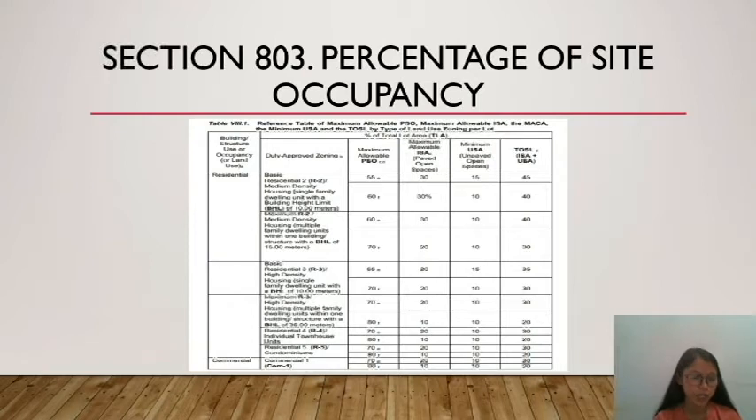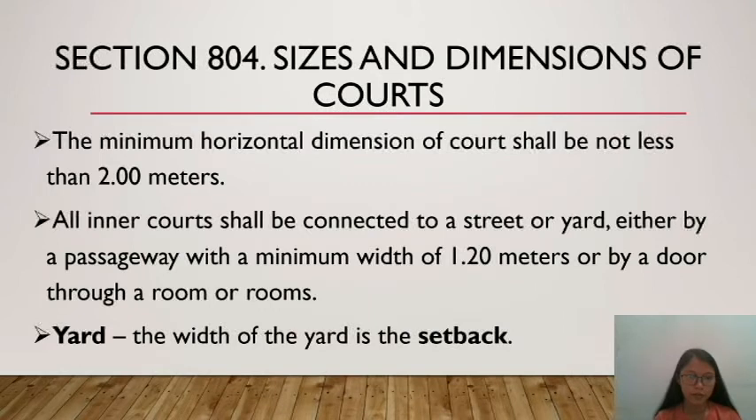So in Section 803, here is the following table that illustrates the reference of table of maximum allowable PSO and maximum allowable ISA, the MACA, the minimum USA, and the TOSL by type of land use zoning per lot. By the way, to get the total lot area, or TLA, we need to add the maximum allowable ISA to the minimum allowable USA.